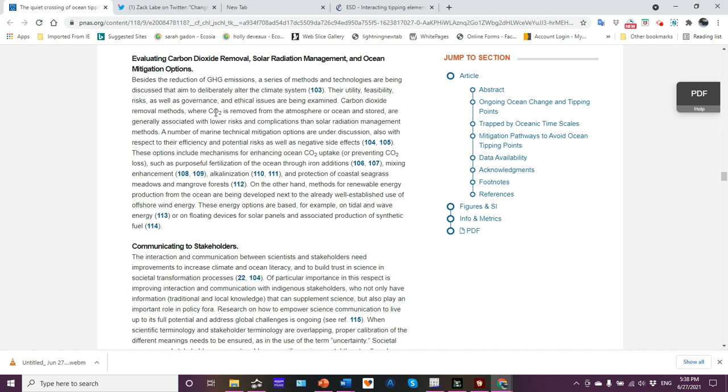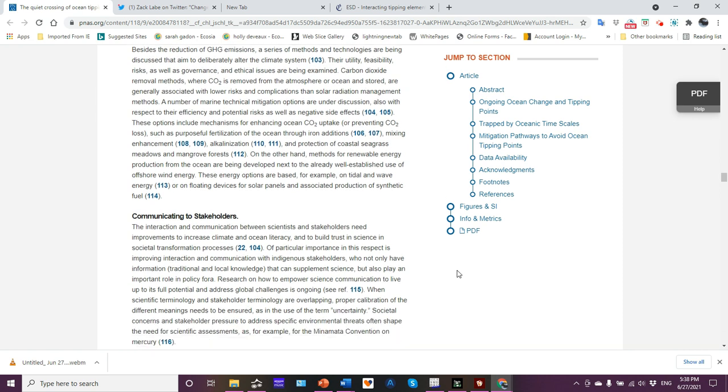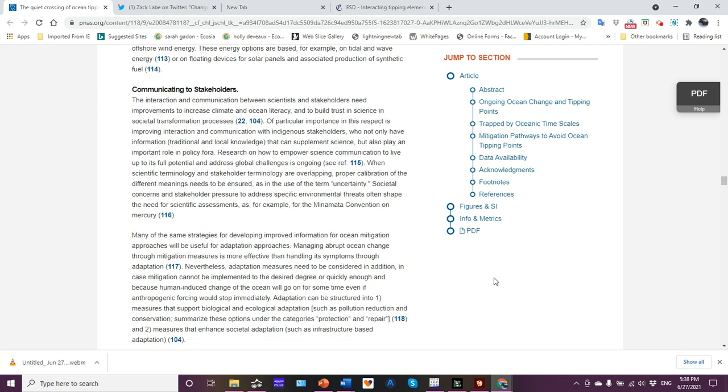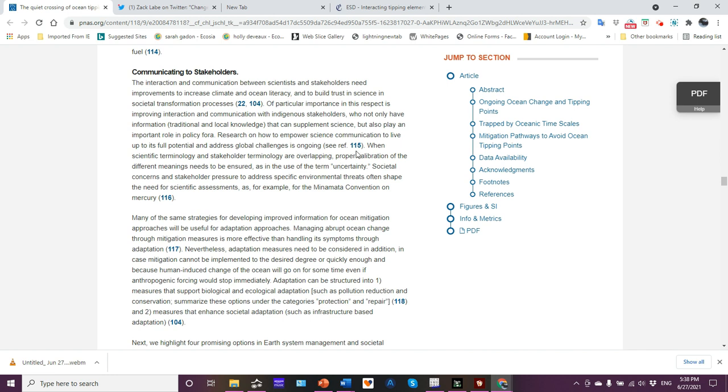Like, CO2, let's remove that from the atmosphere, ocean, and store it. Okay, I just did a recent short video saying how these schemes are really kind of silly. Then communicating to the stakeholders. Well, okay. I think those of us who have a stake in it would include humanity. So if they want to talk about the science being more proactive with the public in communicating their findings and their recommendations, I'm all in favor of that.